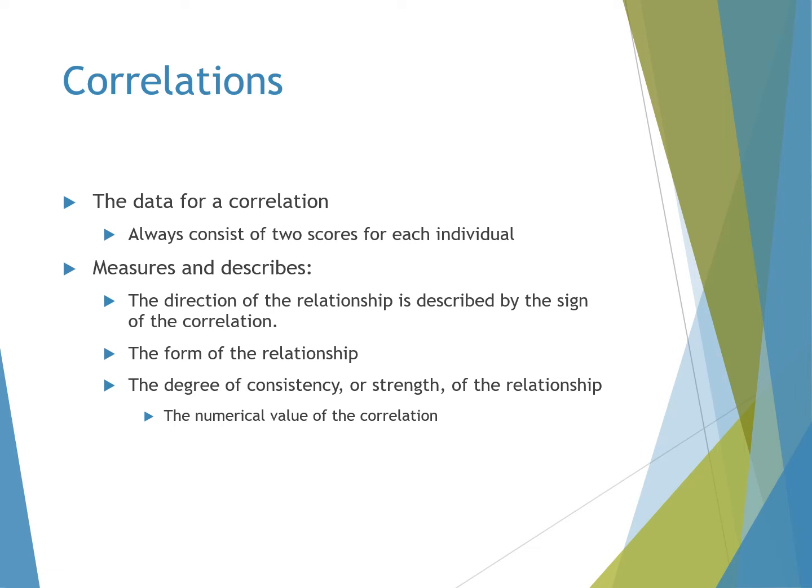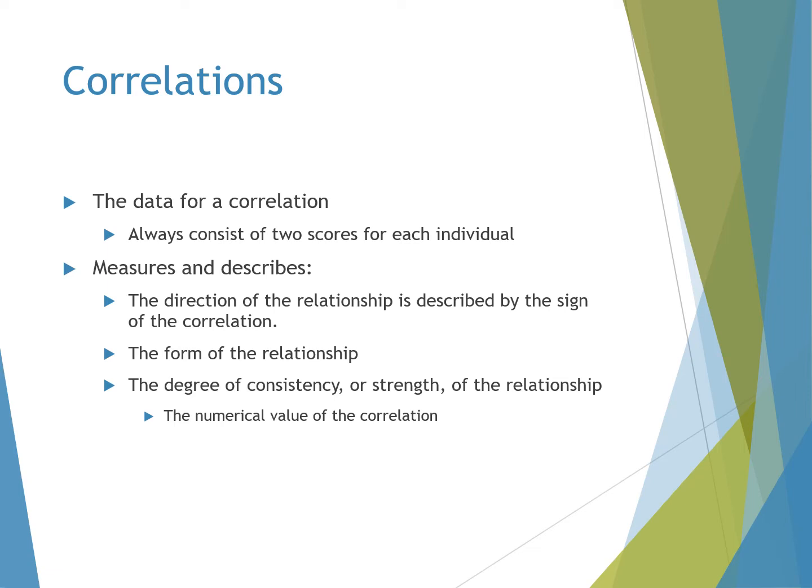And a correlation measures and describes the relationship between these 2 variables. So it tells you about the direction. Positive correlation means that as the score on one variable increases, so does the score on the other variable. And a negative correlation means that they work in opposite directions. As scores on one variable increase, the other variable decreases.